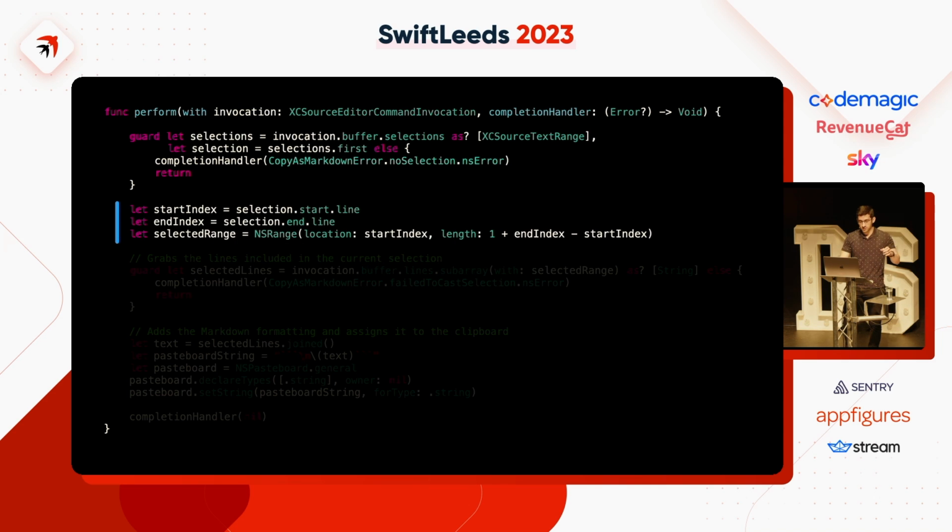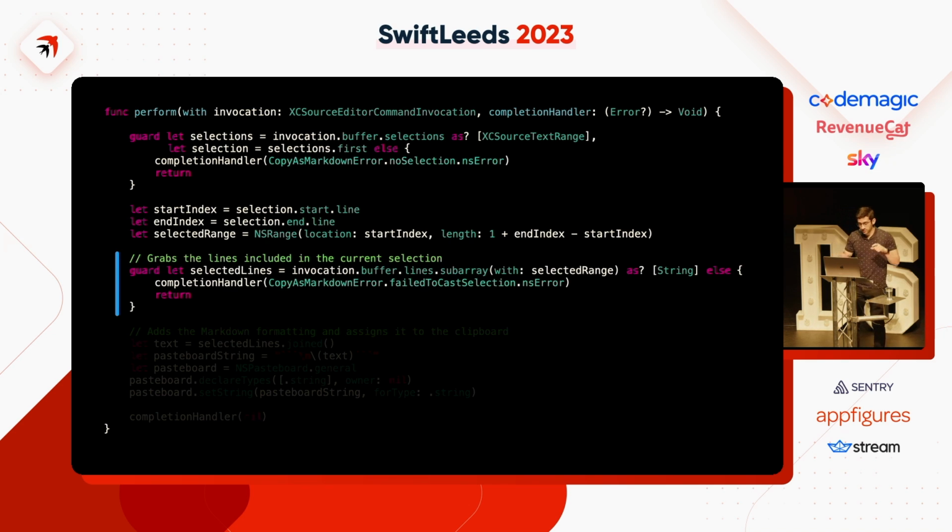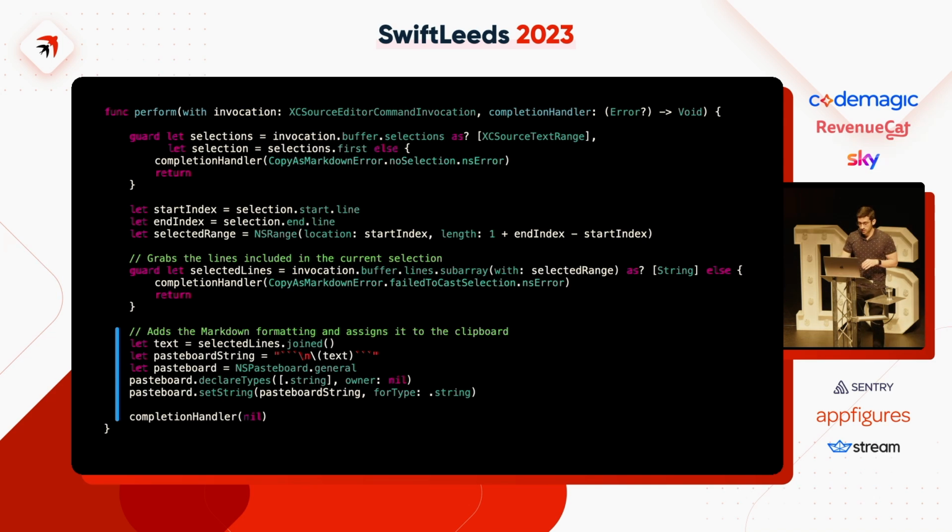Next, we'll use that selection to determine the start and end lines of the selection, and we'll use that to create an NSRange. Next, we'll grab just the lines that belong to that range from our text buffer and put them into a string array. Again, we'll call the completion handler if there's an error. Now, we'll flatten our array of strings into a single string using joined. We'll use string interpolation to add that string to the pasteboard string, which already has all of this markdown formatting applied. The rest of the code is just setting it to the pasteboard and calling the completion handler with nil, because in this case, there's no error.